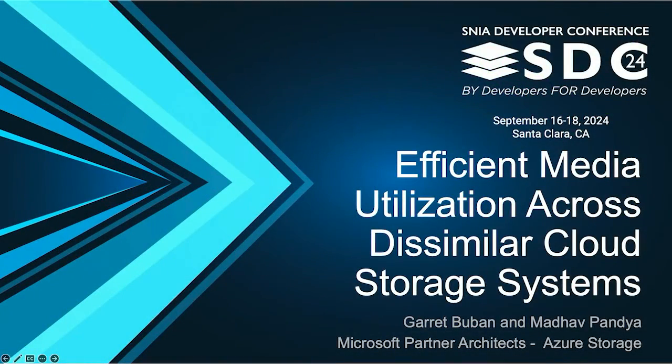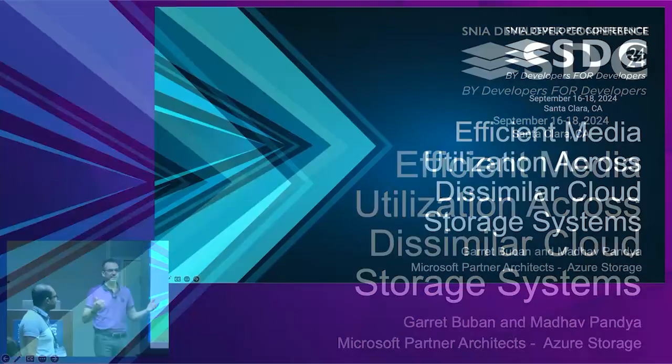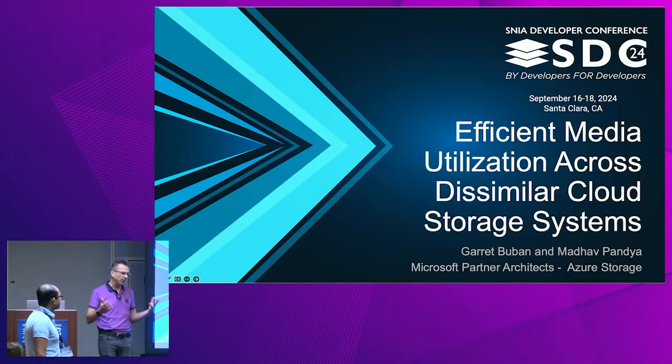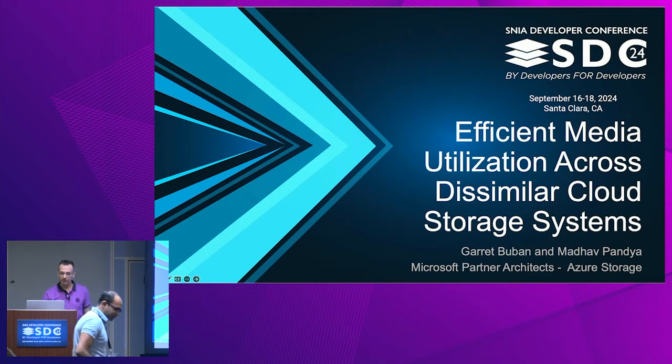And yeah, I wanted to talk about our title here, Efficient Media Utilization Across Dissimilar Cloud Storage Systems, kind of a mouthful. But we really want to talk about a journey that Madhav and I have been on for the last few years, trying to make efficient use of our media, but we have two main systems, so trying to figure out a way to do that in a cost-effective way. So yeah, let's get going here.